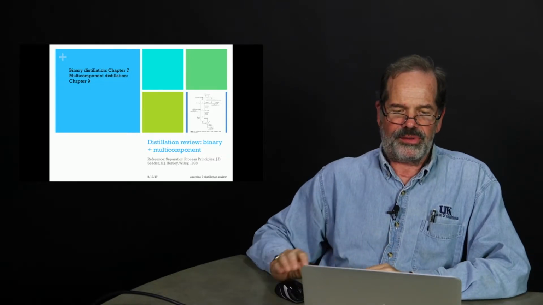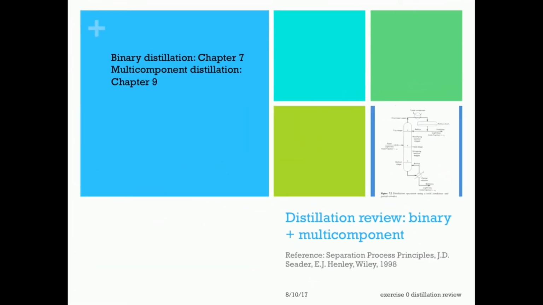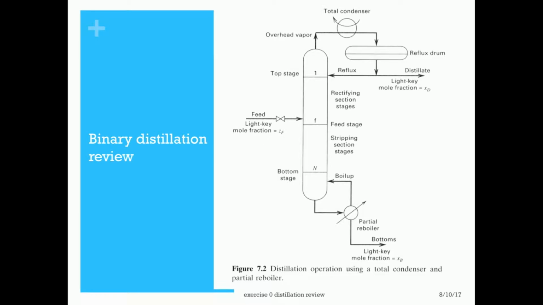So let's start with a distillation review. The reference that I'm using is Seader and Henley, a separations process principles book. Chapter 7 is on binary distillation, and chapter 9 is on multi-component distillation. What I've done is reduce and simplify what is needed for this class out of these two chapters.